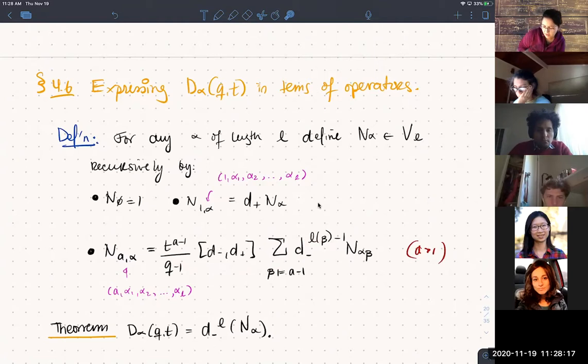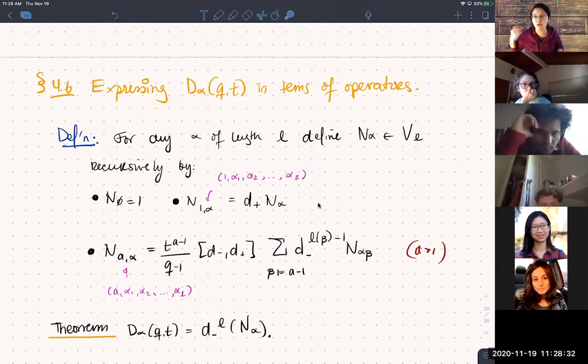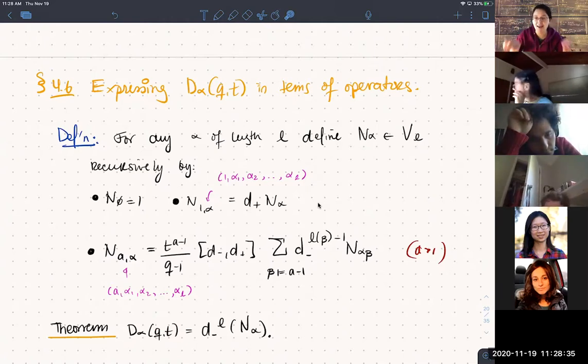The big theorem is that d alpha can be obtained from these recursively defined functions by applying d minus L times. Remember that d alpha qt is supposed to be a symmetric function, so it has to live in V0. These n alphas are created by these d pluses: you start with 1 in V0, go up to VL, do all these computations, and then bring it back down. To bring it back down, you apply d minus L times, which ensures that this lives in V0. And so that's the theorem.